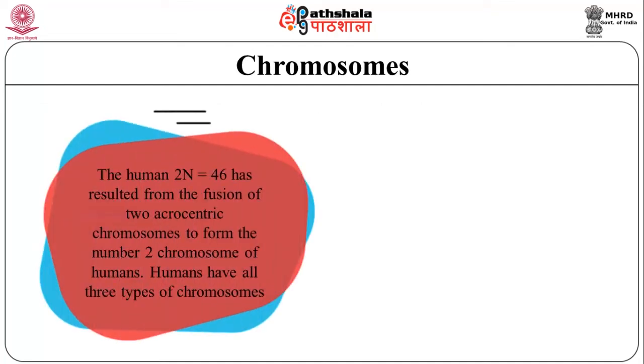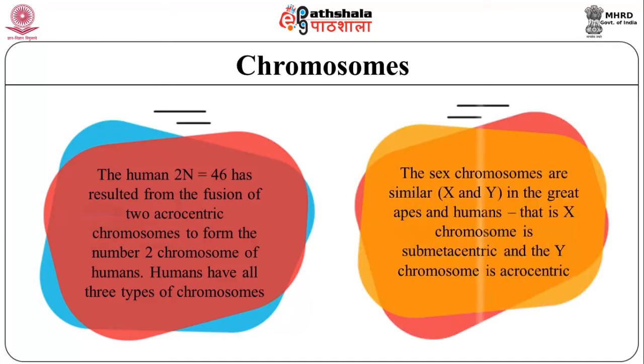The human, that is 2n equal to 46, has resulted from the fusion of two acrocentric chromosomes to form the number 2 chromosome of humans. Humans have all three types of chromosome. The sex chromosomes are similar, X and Y, in the great apes and humans, that is, the X chromosome is submetacentric and the Y chromosome is acrocentric.